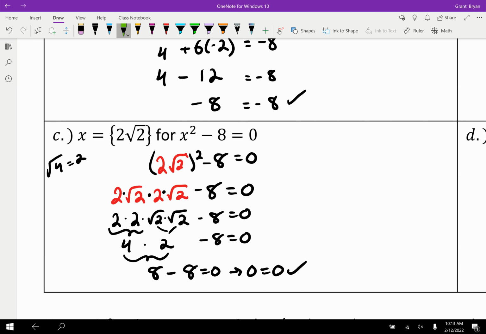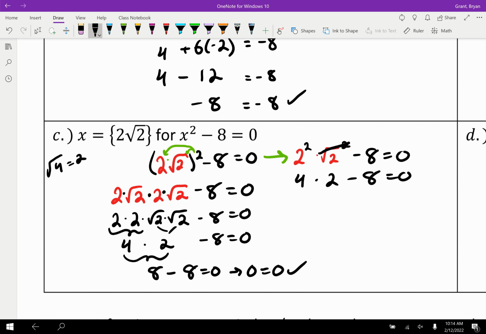I did promise you a faster way. We also know, or we've learned in the past, that if there's multiplication, you are allowed to distribute your square here. We're going to talk quite a bit about distributing later today. But for now, we are allowed to distribute that square with multiplication. So it ends up becoming 2 squared times square root of 2 squared minus 8. 2 squared is 4. Square root and square cancel out. 8 minus 8. And we still end up with 0 equals 0.